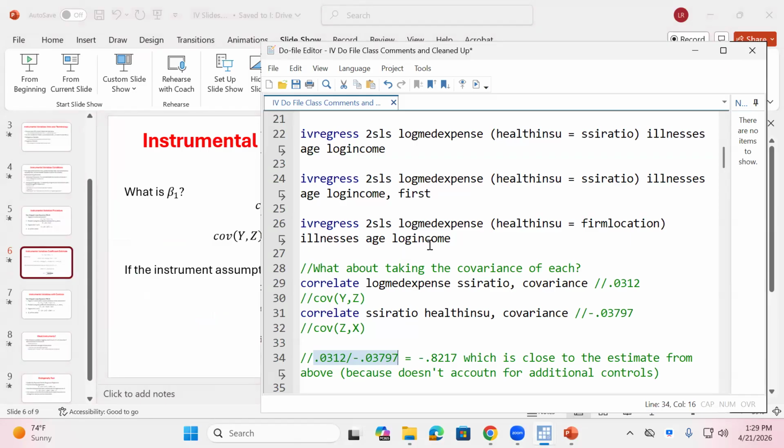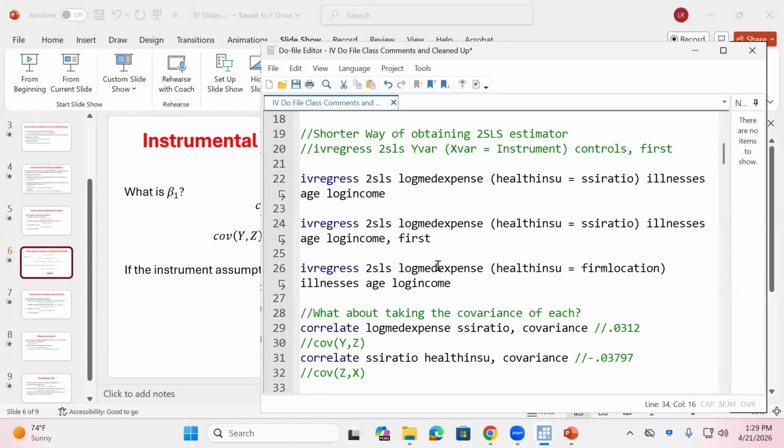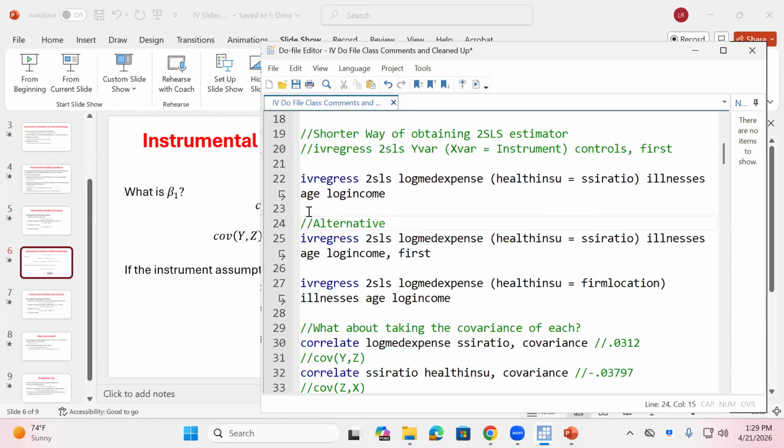Okay. So what if instead, and I'm going to save this, just putting that comma first gave us our additional first stage results there. Now, if I wanted to use a different instrument, instead of that state level Social Security income ratio, I had something in here that measured firm location. I forget the exact data set, but it was something like the number of medical facilities within a certain radius of where the individual lived.